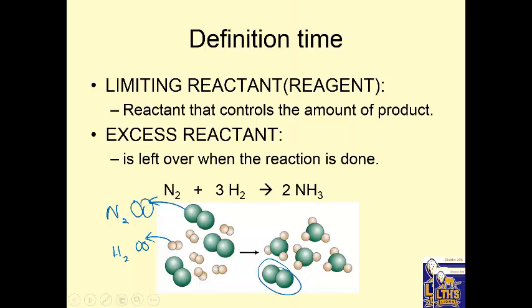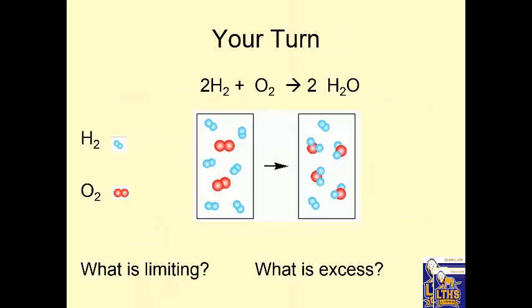So what's the limiting reactant? It's the one that gets used up, and that's the H2. H2 is limiting because it gets all used up. And when the H2 gets used up, only 4 NH3s get made. Okay? N2 is excess. Alright, so we're going to have to do this mathematically, but this is the concept behind limiting and excess reactant.